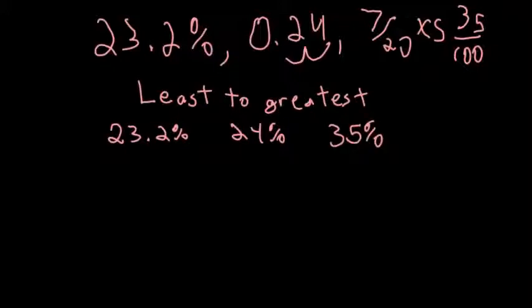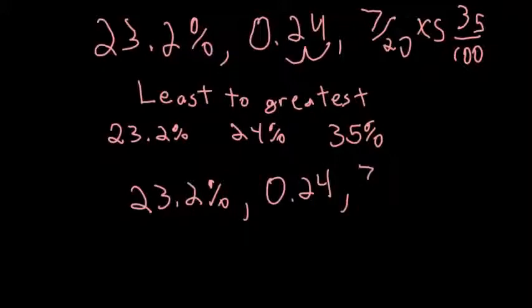So now I can order these from least to greatest, and it just happens to be they are in order from least to greatest. But when you write them, make sure you write them as their original format. So 23 2/10%, 0.24, and 7/20ths. And also be careful that sometimes it's going to ask you to go from greatest to least. If it did that, we would need to reverse our order. So just pay attention to what the question's asking you to do.